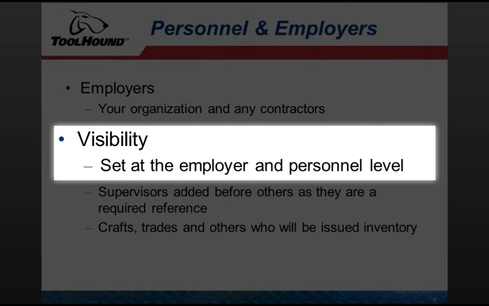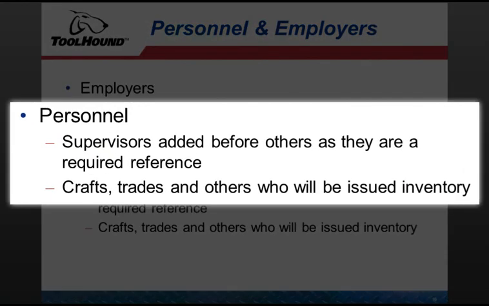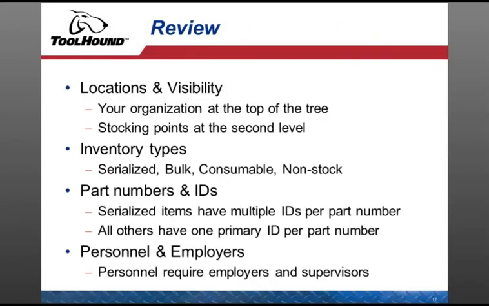Visibility is set at the employer level and at the personnel level. Unless you have a complex location hierarchy, the visibility will be the same for both. Supervisors must be entered as personnel so that they can be assigned to their subordinates. Multiple levels are supported, but keep in mind that the more levels of supervisors you have, it affects the readability of certain reports when sorting or grouping by supervisor.